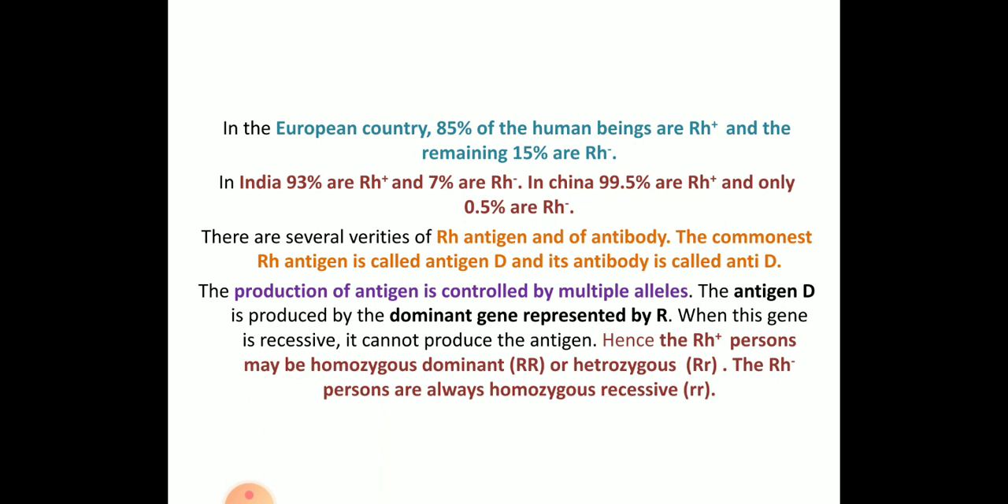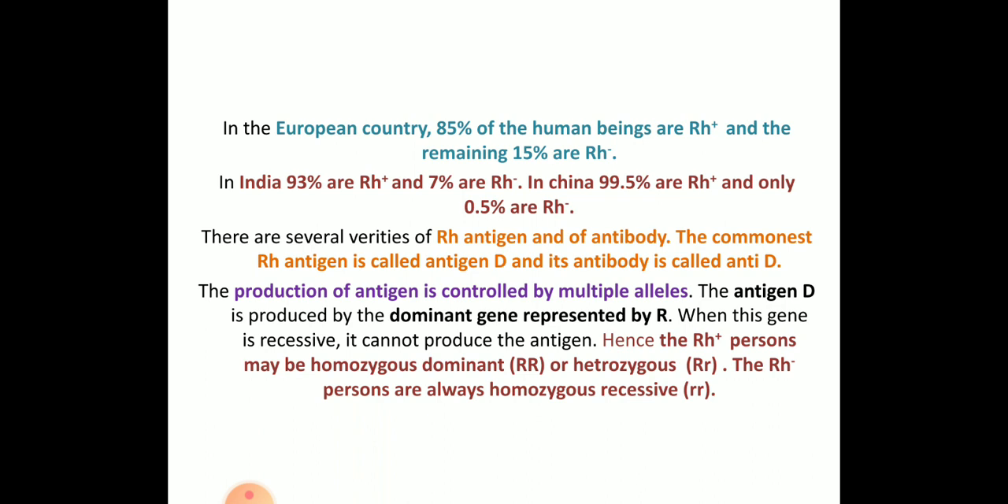Whereas in India, 93% are Rh positive and the remaining 7% are negative. But in China, 99.9% are positive and 0.5% are negative. So this tells about the Rh antigen and the antibody. The commonest Rh antigen is called antigen D, so the antibody is called anti-D. So this is the injection given.